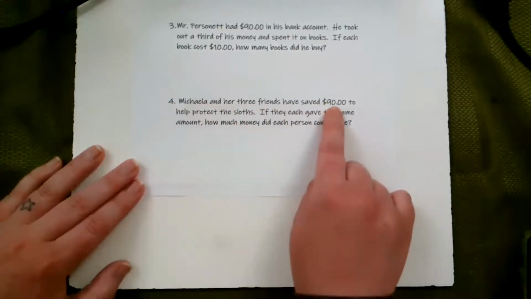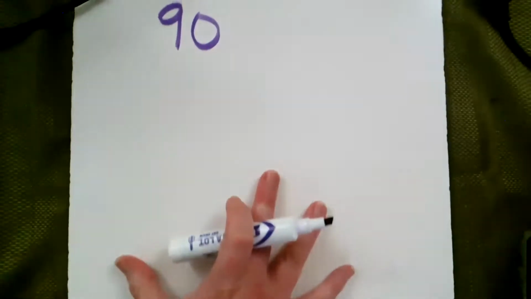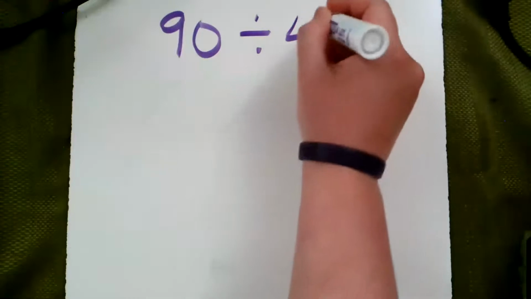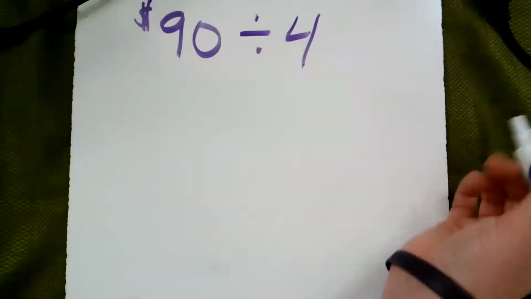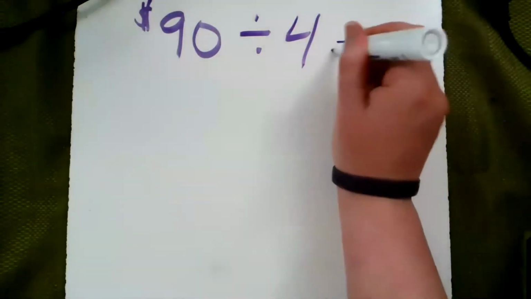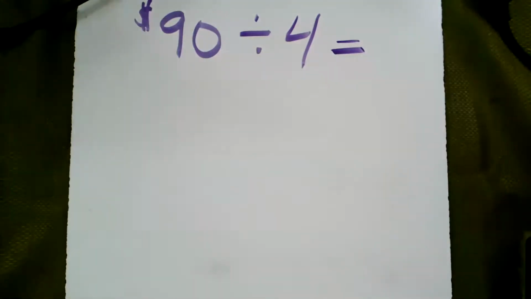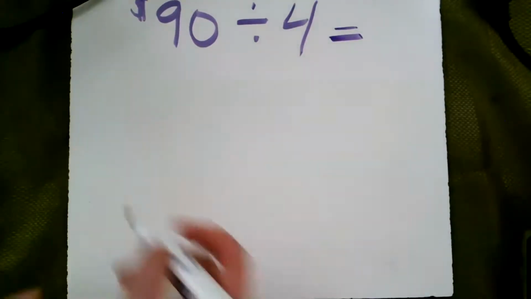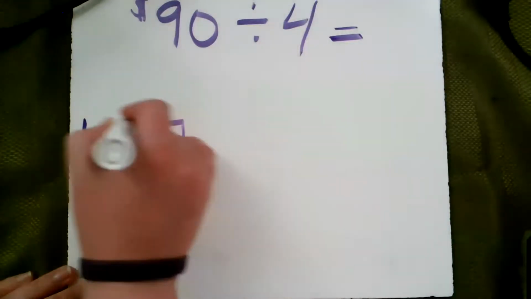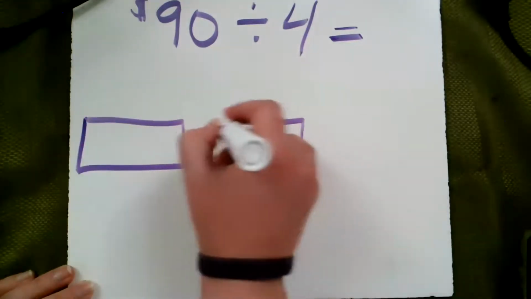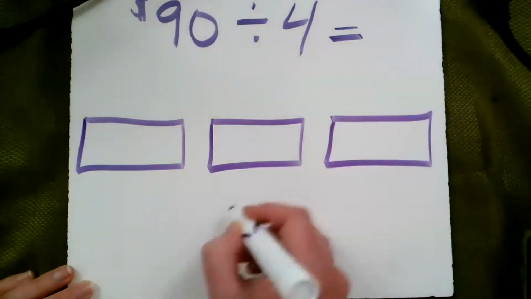So our problem is going to be $90 divided by 4. Let's do it. We'll set it up. We have 90, divided by 4. If it's helpful, you can always write your dollar sign. Sometimes that's helpful for me because then I realize, oh yeah, we're still talking about money, okay? So I'm going to solve this the first way using our money strategy. So I'm going to create my 4 areas that's going to hold all my money.